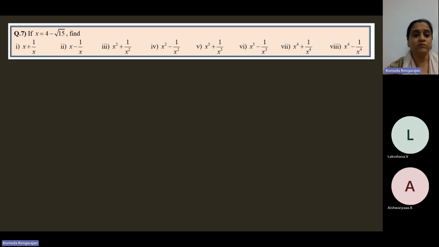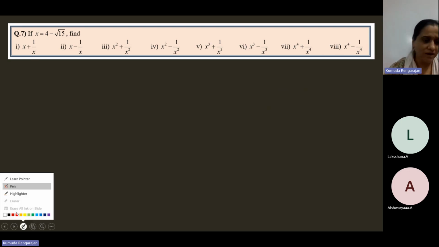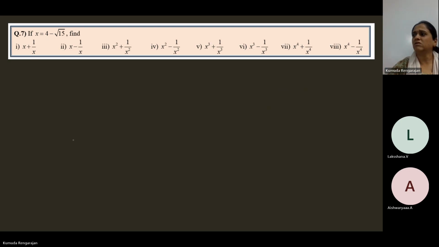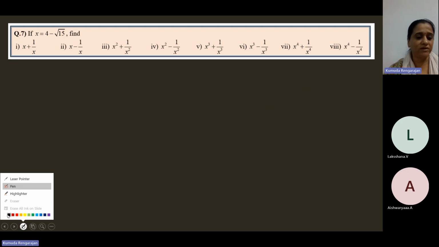So now we have 8 subdivisions here. When you're given a situation like this, you will be asked to find all the 8. Or you might be asked to find any one or a few, mostly one of them. It depends on how many marks the question carries. So now first subdivision, find x plus 1 by x.